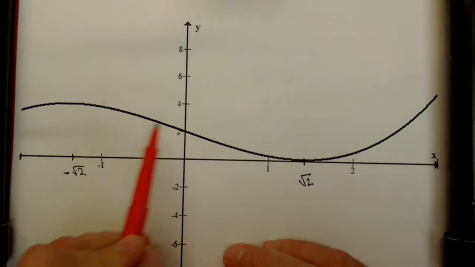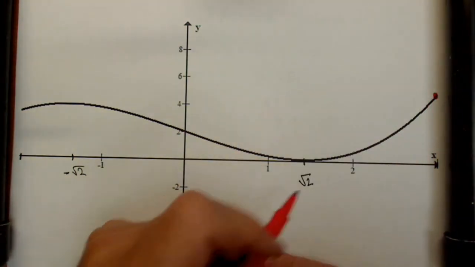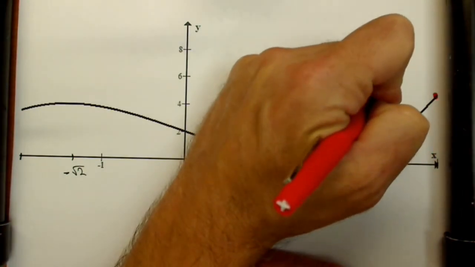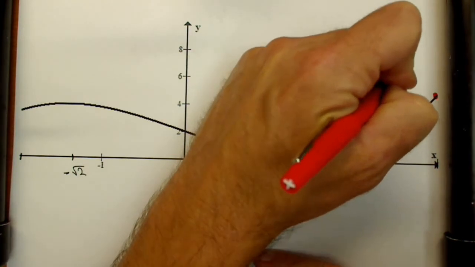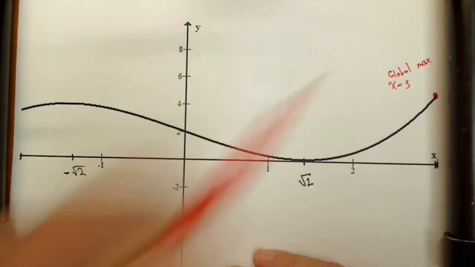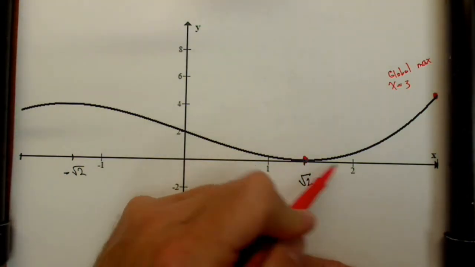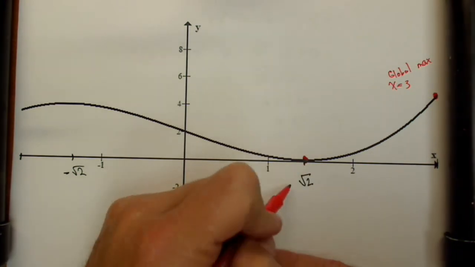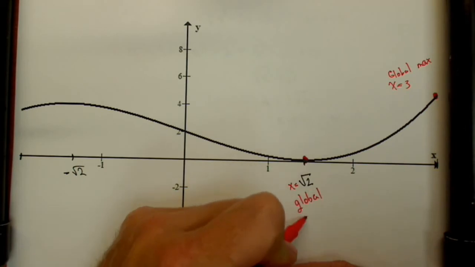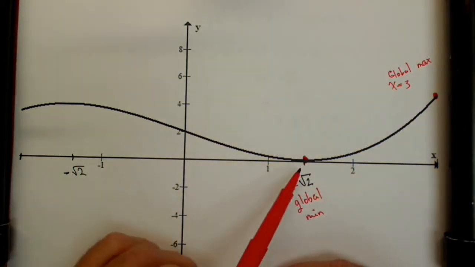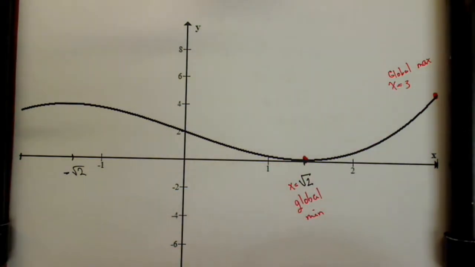So if we look, the highest point, if we go from -2 to 3, is right here, and appears to happen at x equals 3. So there's our global max. Our global min looks like it's right here, and is at x equals square root of 2. So there's our global min. So we had a global min at a critical point and a global max at an endpoint in this case.